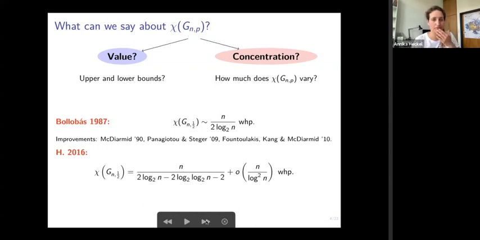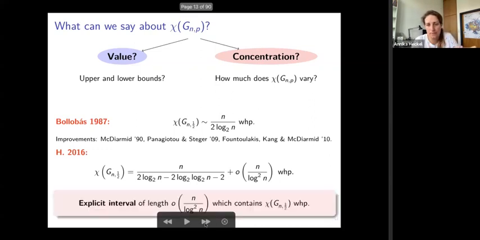Okay, so how about concentration? Of course, this formula here is already a weak concentration type result, because it specifies an interval of length little o of n over log n squared, which contains the chromatic number of G(n,1/2) with high probability. So at least this is an upper bound on how much the chromatic numbers of random graphs will differ if we draw uniform n-vertex graphs independently.